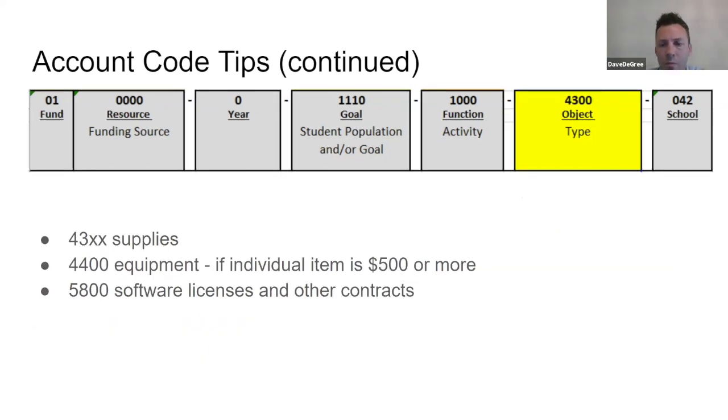Okay, just some really common account codes. The 4300 series is going to be supplies, and the 4400 series is going to be equipment. Anytime an individual item is $500 or more, and we're talking about one item, like one printer, say a printer's $490, and then with tax it takes it over that 500, we actually consider it equipment, and we need to code it to the 4400 object code. Software licenses will code to 5800.